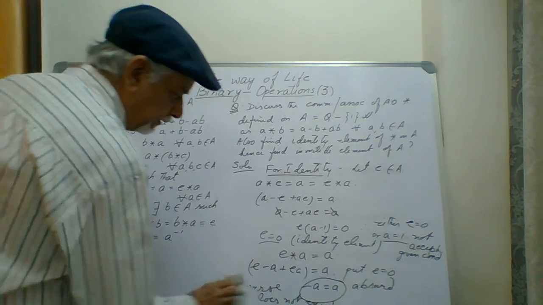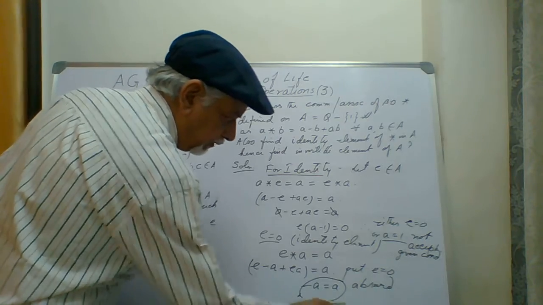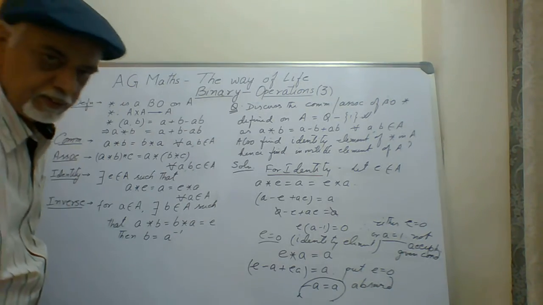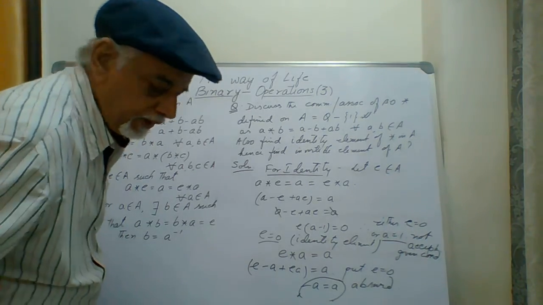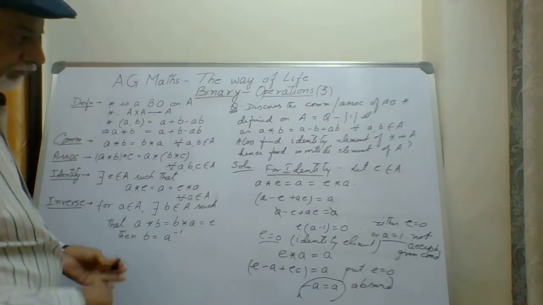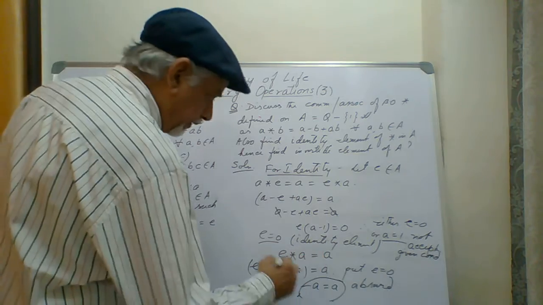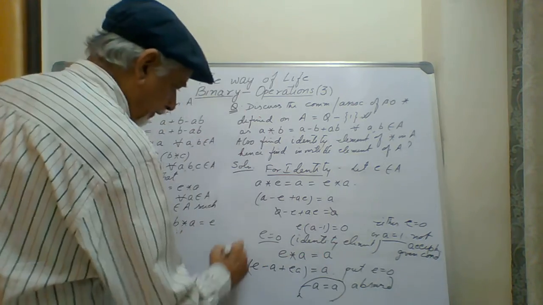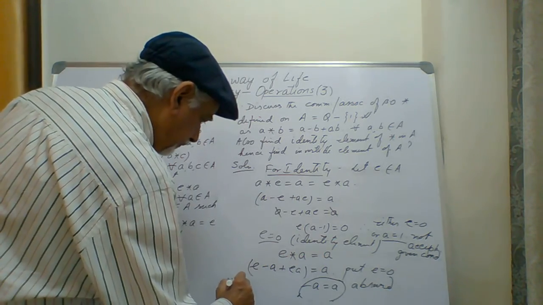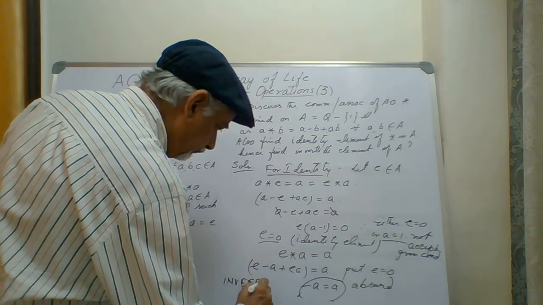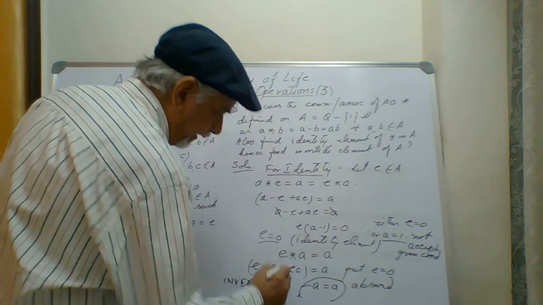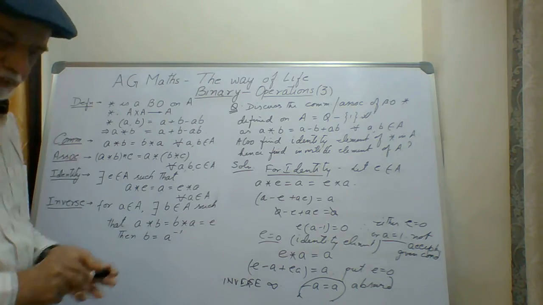I hope it is legible. Or can you not see that? Minus A is equal to A, which is absurd. So we can say that inverse does not exist. I write here: inverse is infinite or does not exist.